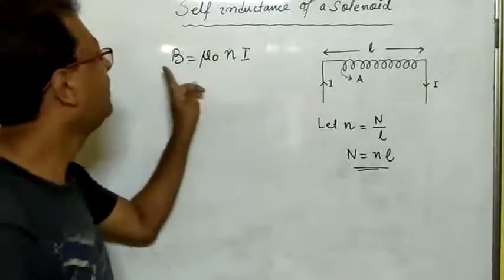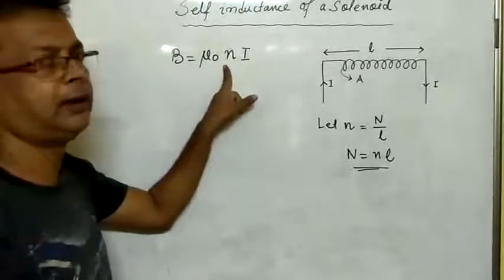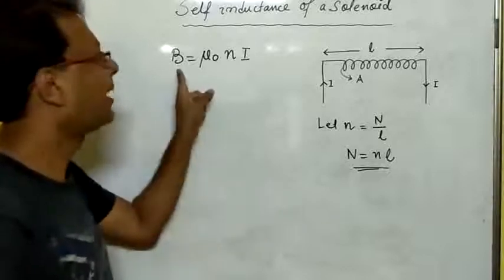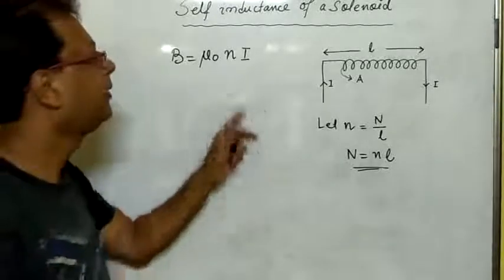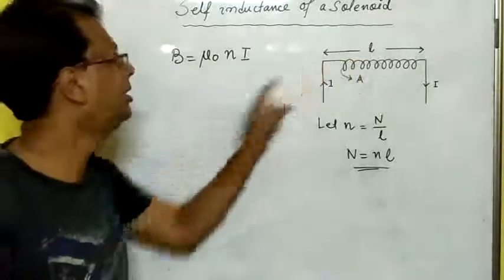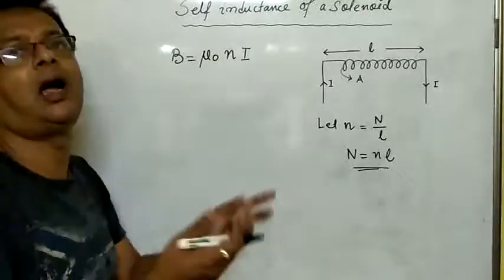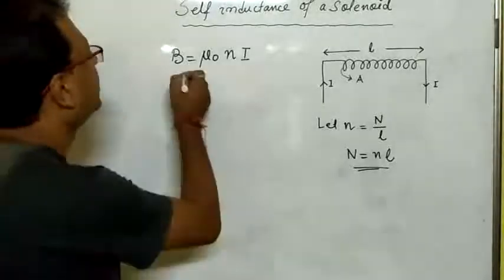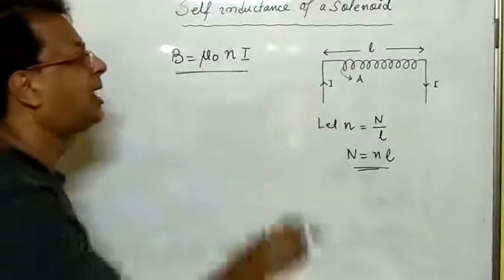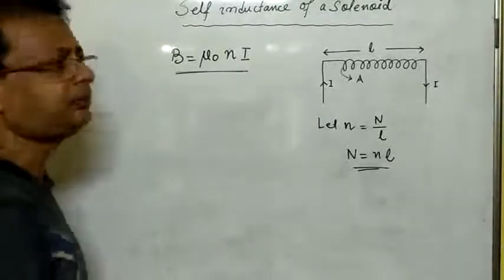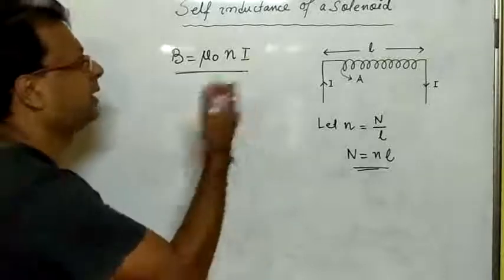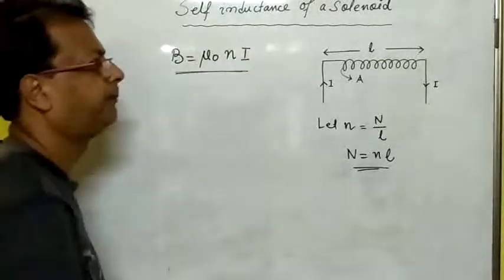Now you see, B is directly proportional to n. In other words, when you have more turns, the magnetic field is also large. When you pass a large current, the magnetic field is also large. So this is the expression for the magnetic field inside the solenoid, and this field is uniform. We can deduce it in other chapters, in other classes, and we will show the deduction of this.